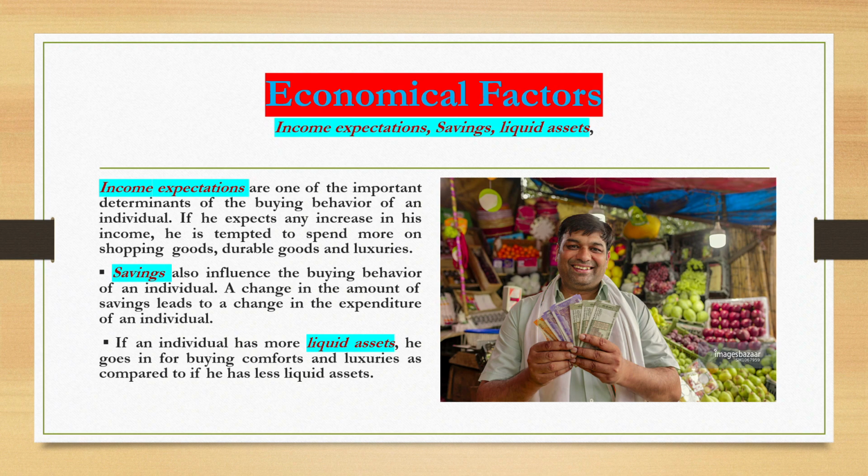Similarly, income expectation. Income expectations are one of the important determinants of the buying behavior of an individual. If he expects an increase in the income, he is tempted to spend more on shopping goods, durables, or luxury items. So, if I have an expectation that by the year end my salary would increase by 30%, then I might purchase a house or a car which I have to purchase on EMI.